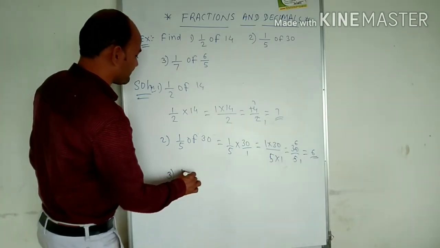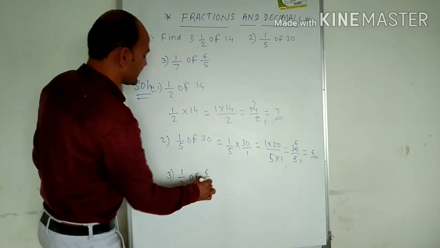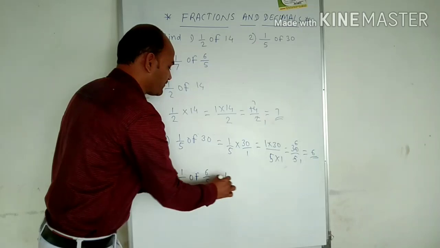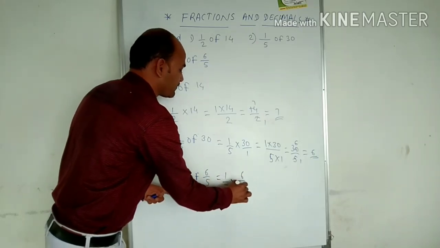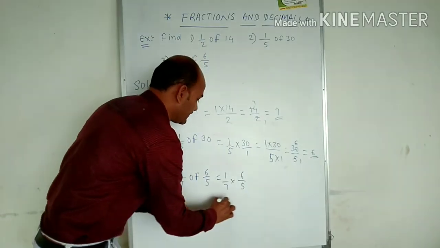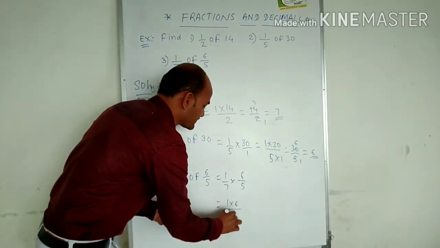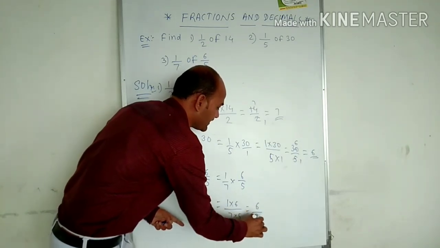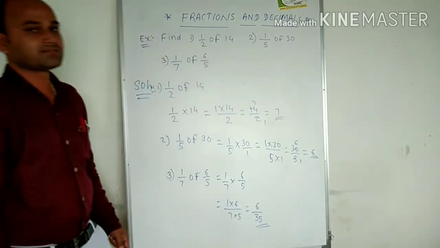That is 1 upon 7 of 6 upon 5. What do you have to do? Simply, 1 upon 7 of, the multiplication sign will come, and you keep 6 upon 5. And further you already know how to solve it. It means 1 into 6 divided by 7 into 5. So 1 6s are 6, 7 5s are 35. This is your answer.